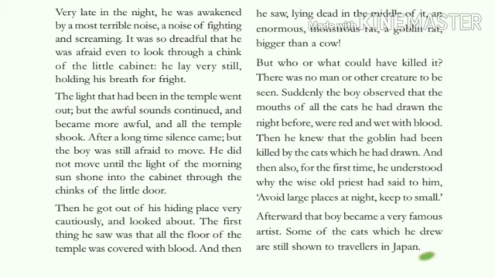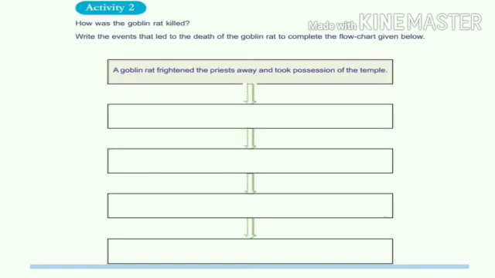So, students, we have completed this story. I hope you all have enjoyed this story. Now, let's see the activity. See here, you can see a flow chart which is incomplete. What you have to do is write the events that led to the death of the goblin rat and complete this flow chart.